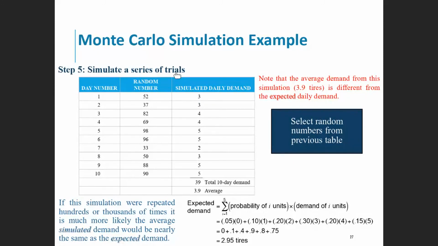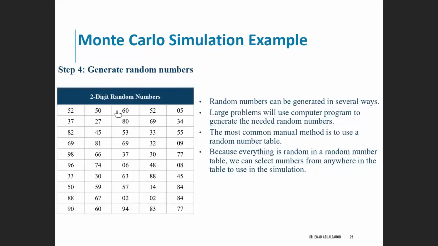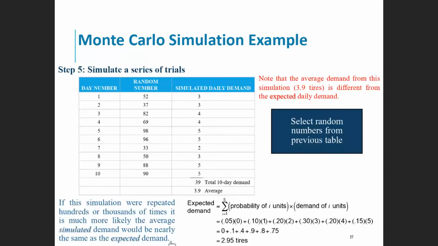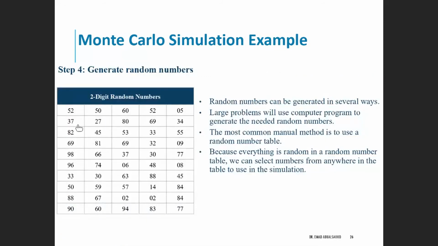What do we mean by the series of trials here? How we do the simulation? The series of trials are the trials here. He means this step, starting with 52, 50, 60, 52, and then 5. So you see the sequence. 52, he started with the columns. Now you want columns, row.